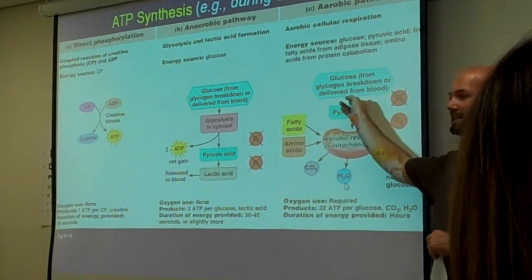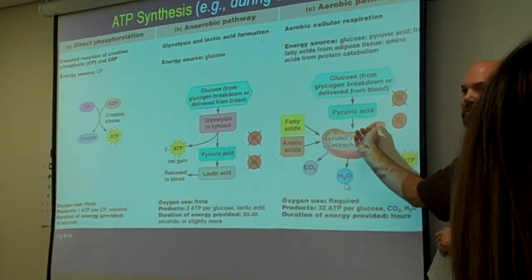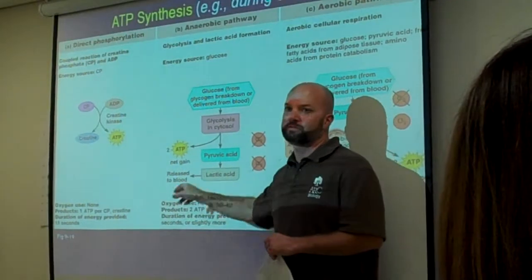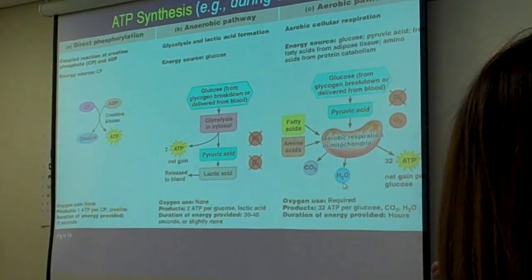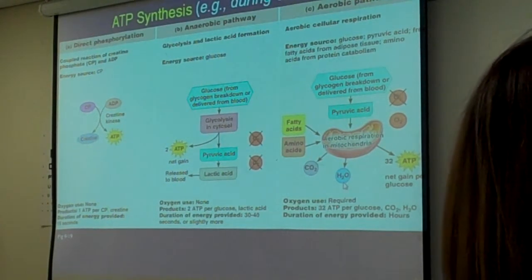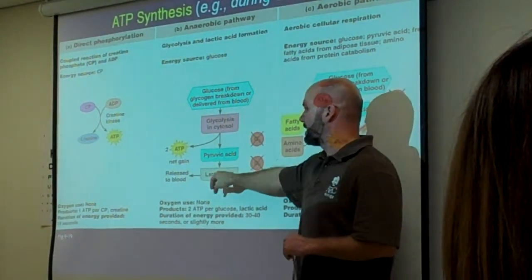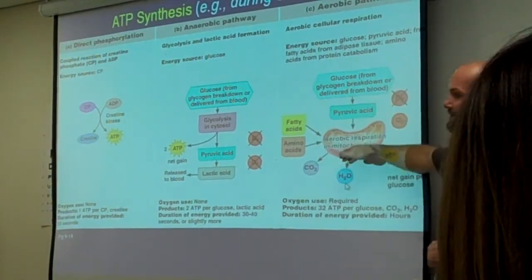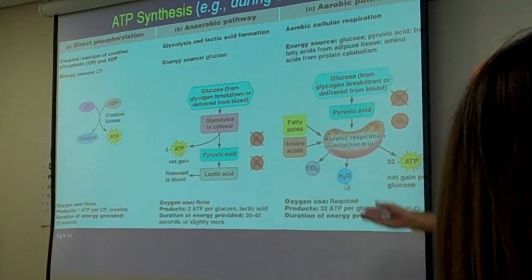But if pyruvic acid can't go into the mitochondria, then you don't make the extra 34 ATP. Instead, pyruvic acid is converted to lactic acid, most of which gets picked up by other tissues from the bloodstream, like the heart. So anaerobic glycolysis means you stop here. Aerobic glycolysis means you start here and then you finish in the mitochondria, and you get the full 36 or so ATP, as opposed to just 2.